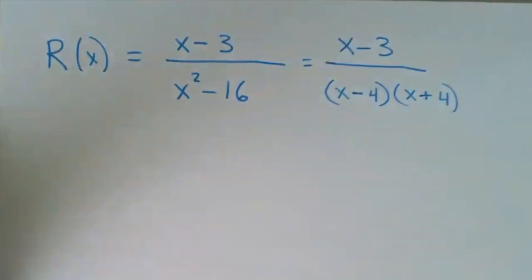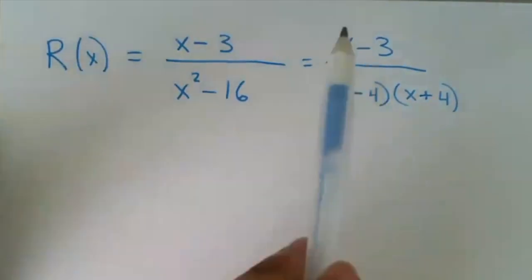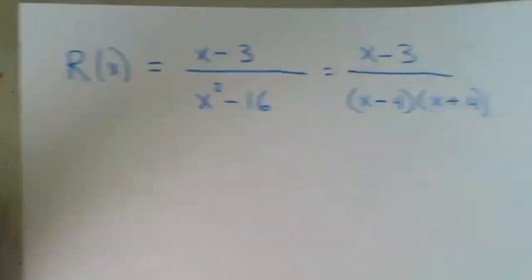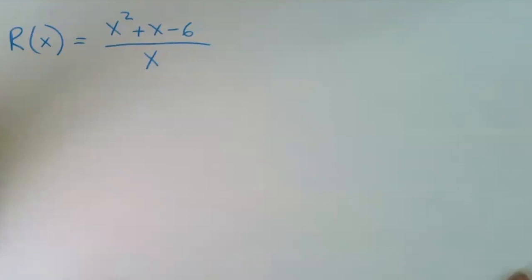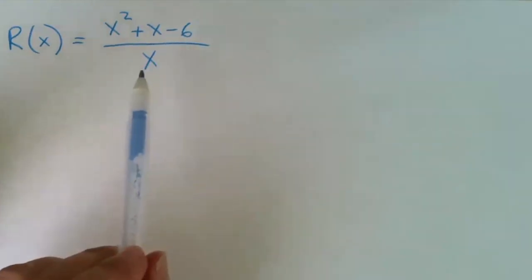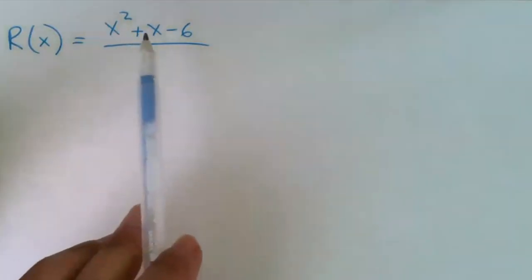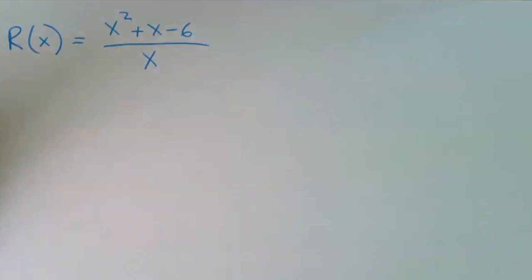We've completed step 1, fully factor the numerator and the denominator. Let's take a look at another. So here we are. This is another rational function. We can see our denominator is already fully factored. That's just an x. Our numerator, we can see, is a quadratic.